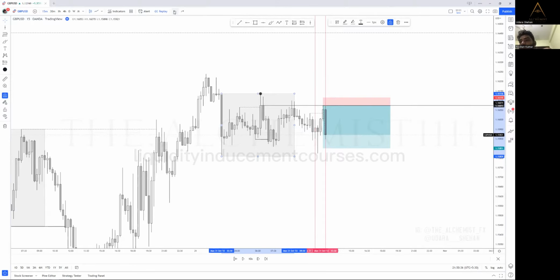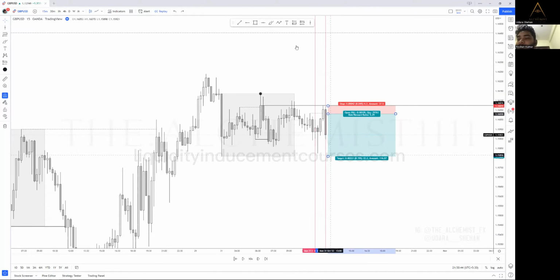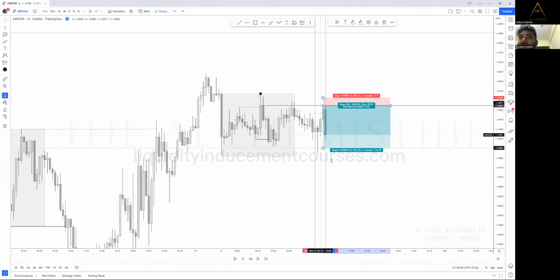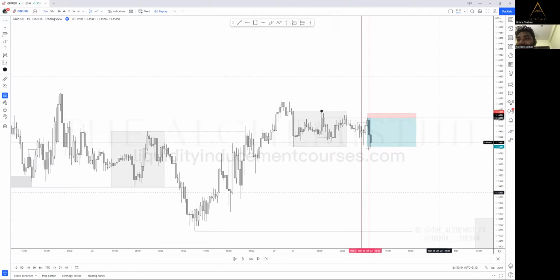Now you see what happened here, right? In between that time of the day, it gives you the mitigation. First target will be the Asian low. Second target will be the external range liquidity. Look how quick the move is. Boom, you're done. If you're done with the Asian low, you're done, or else leave the rest for the external range liquidity.